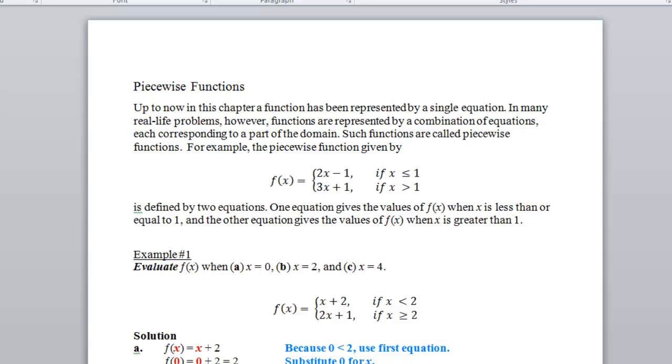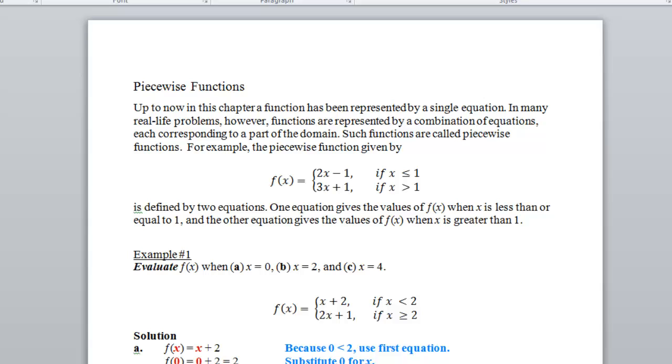Now we're going to move into a function type that is a little different than any other that you're going to see, but it's the one that probably represents real life scenarios as well as anything. And these are called piecewise functions. Now, simply, piecewise functions are a single function that are made up of pieces of other functions.